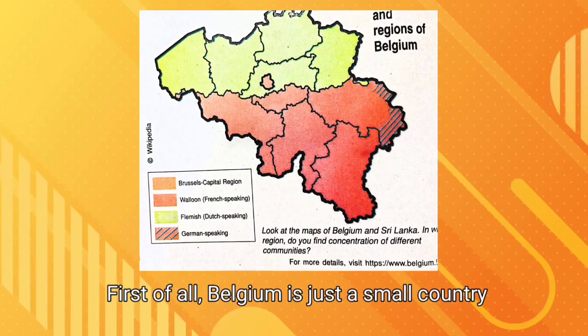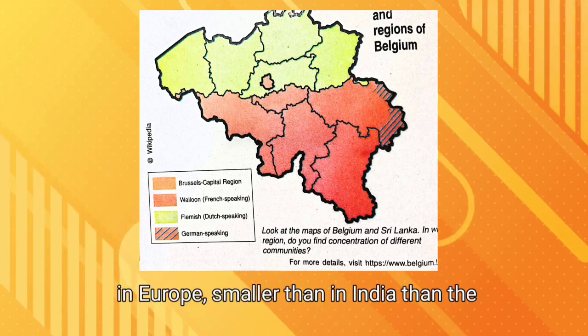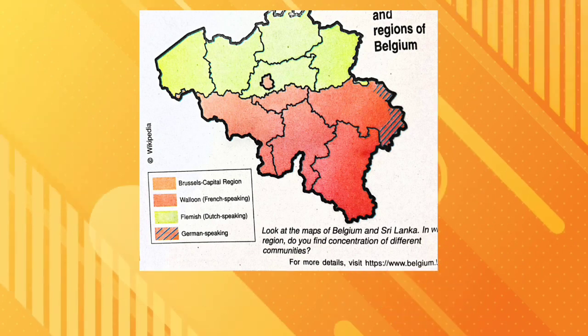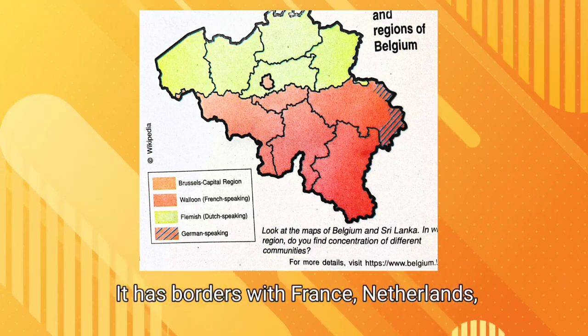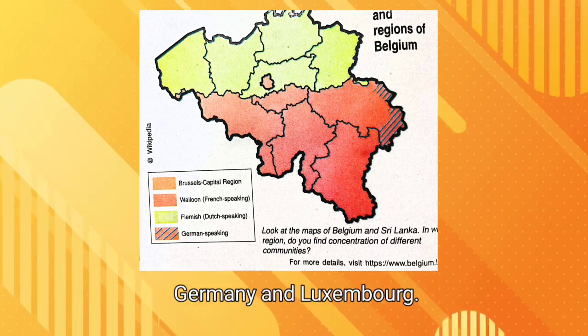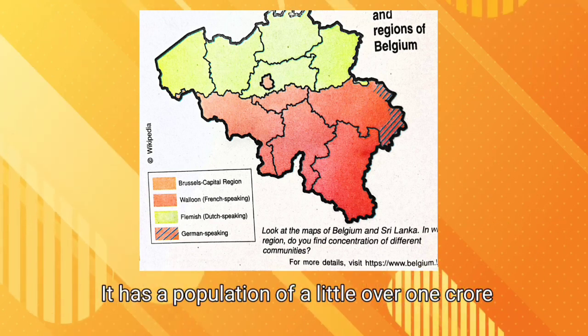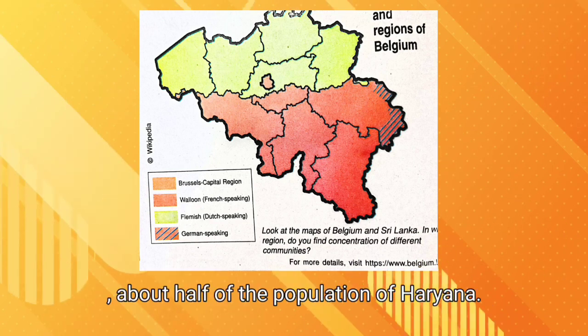First of all, Belgium is just a small country in Europe, smaller than the state of Haryana in India. It has borders with France, Netherlands, Germany and Luxembourg. It has a population of a little over 1 crore, about half of the population of Haryana.